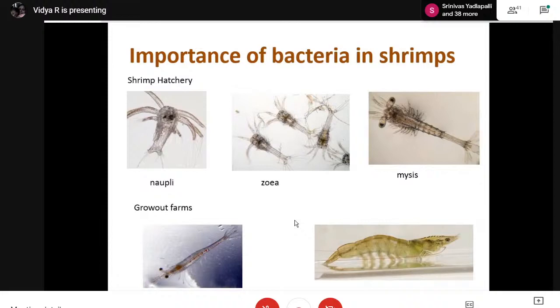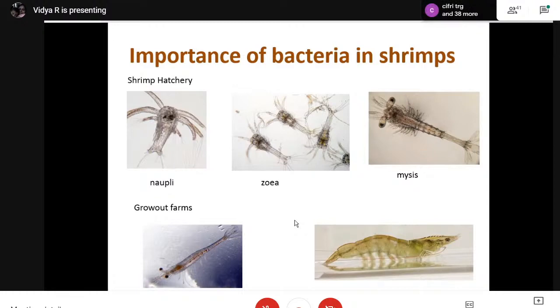So what about bacteria in shrimp farming? Shrimp farming has two different phases: the hatchery phase and the grow-out phase. In the shrimp hatchery, the young ones are produced from the adult brooder shrimps. They undergo development for a month from nauplii to post larvae. What we use in grow-out is post larvae in the range of 10 to 14, that is 14-day-old post larvae.